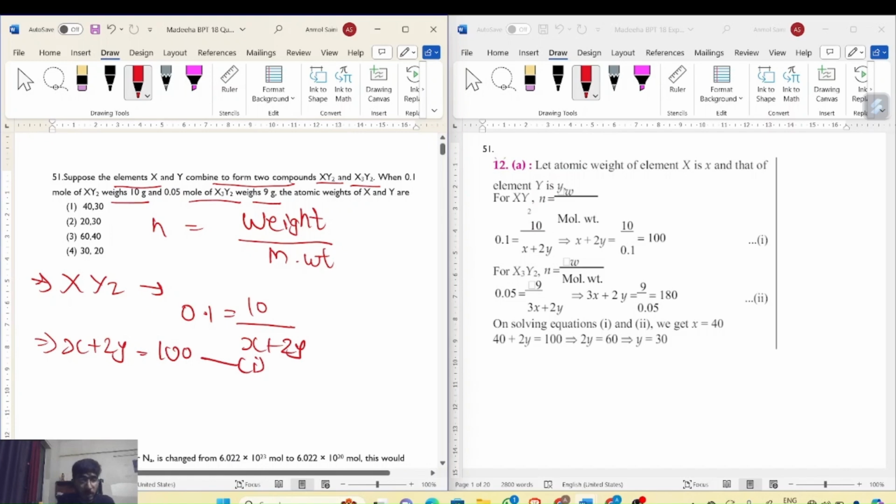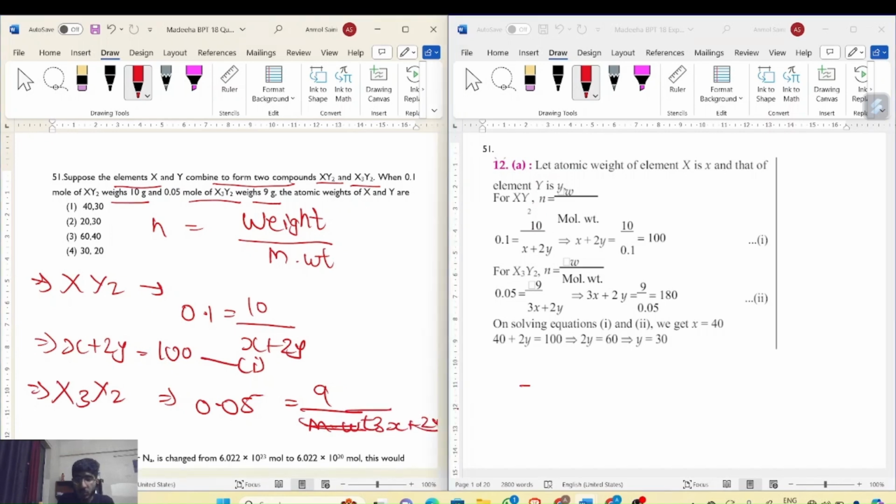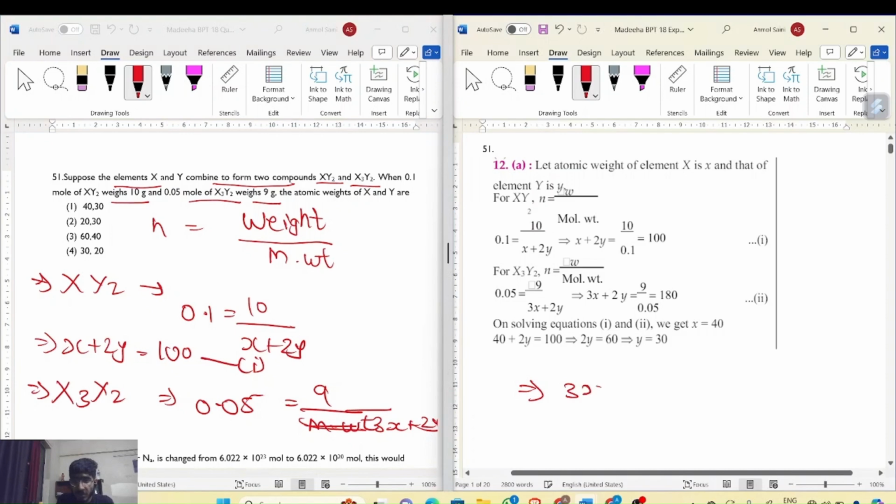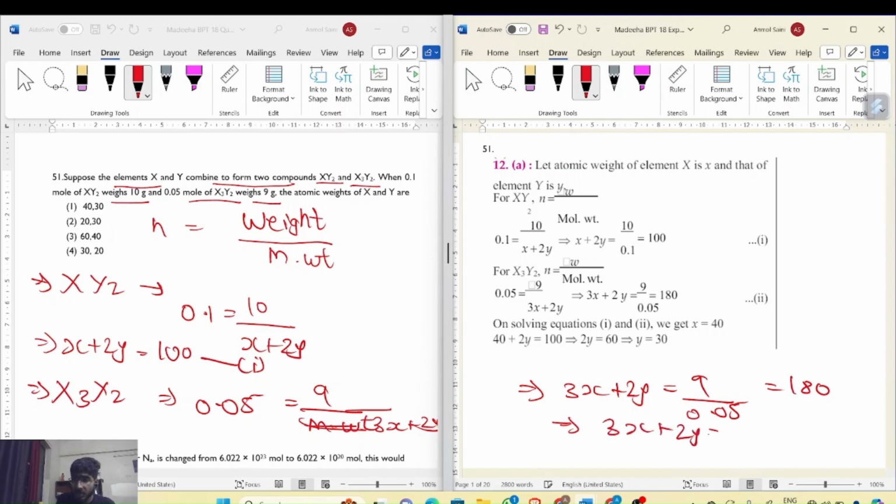Now for compound number 2, which is X3Y2, number of moles is 0.05 and its weight is 9, and molecular weight we don't know, so it will be 3X plus 2Y. Solving this equation, 3X plus 2Y is equal to 9 divided by 0.05, which is equal to 180. So 3X plus 2Y is equal to 180.